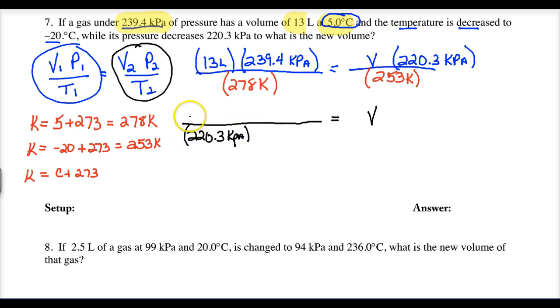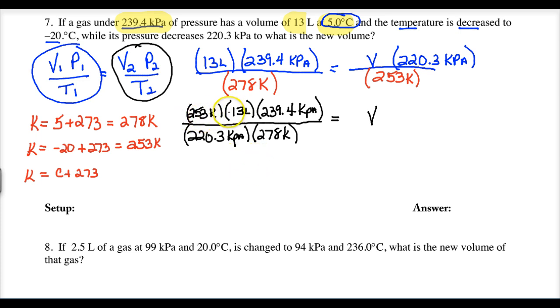And 253 would go to the top for the same reasoning. What I'm doing is multiplying both sides by 253 over 1, and that would cancel on this side. And what I do to one side of an equation, I do to the other. It's just algebra. Okay, these guys are already here, so we have 278 Kelvin. And then we still have 13 liters. That was already here. And we had 239.4 kPa or kilopascals. Okay, now I've rearranged my formula.